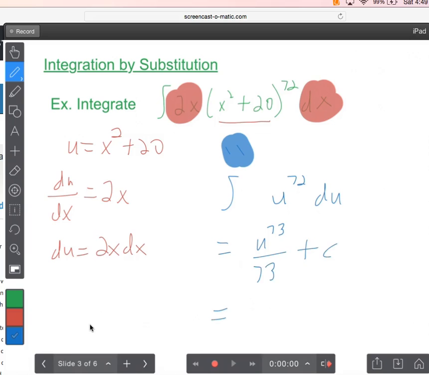And the last step is to substitute back in our original variable. And so that would be x squared plus 20 in for u. And so we have x squared plus 20 to the 73rd power all over 73 plus c.